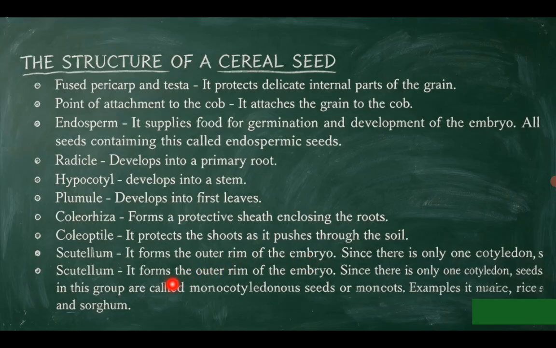So this part forms the outer rim of the embryo. Since there is only one cotyledon, seeds in this group are called monocotyledonous seeds, or simply monocots. Examples are maize, rice, sorghum, and others.